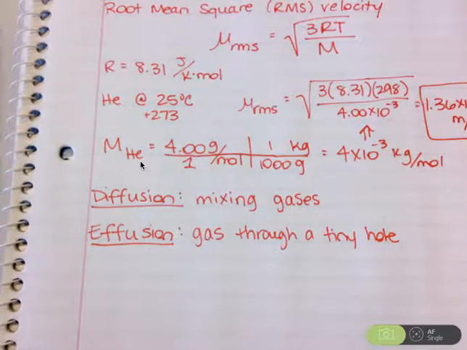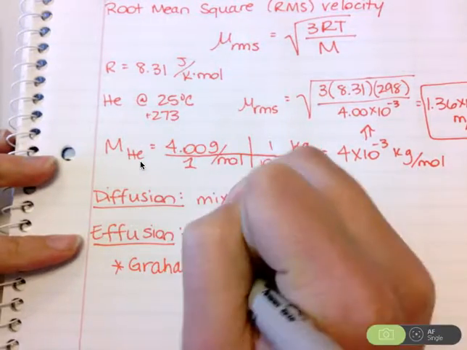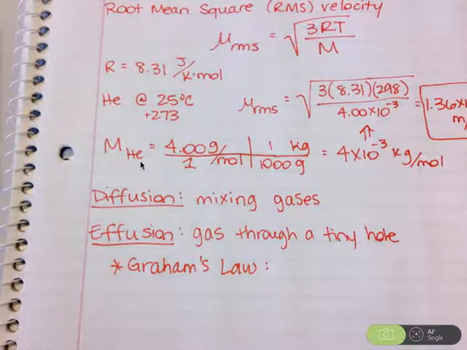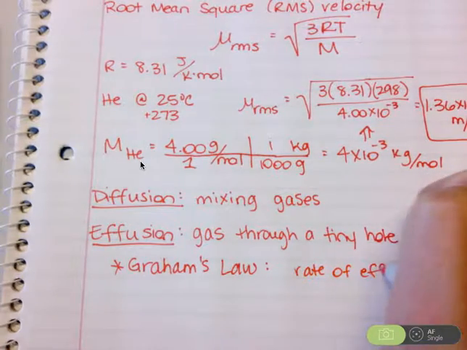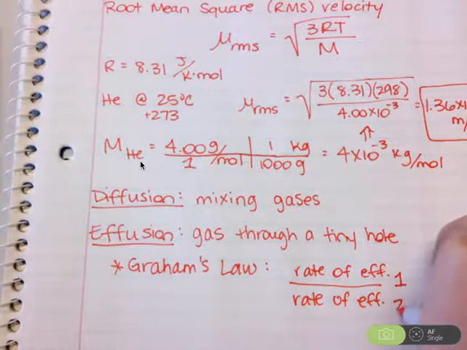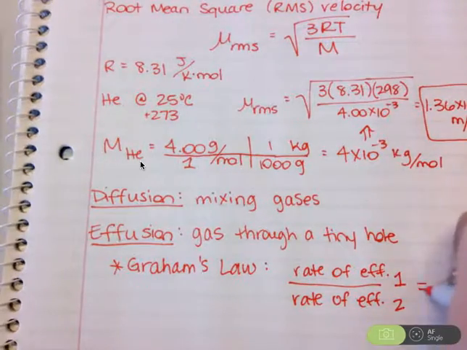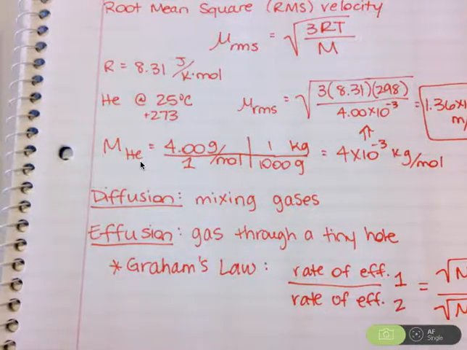A dude that spent a lot of time studying effusion was a guy named Thomas Graham. So we call this Graham's law, or Graham's law of effusion. Basically, Graham's law says that the rate only depends on the mass of the gas. So the rate of effusion for the first gas divided by the rate of effusion for a second gas is equal to the square root of the mass of the second gas, see how these are opposite of each other, divided by the square root of the mass of the first gas.